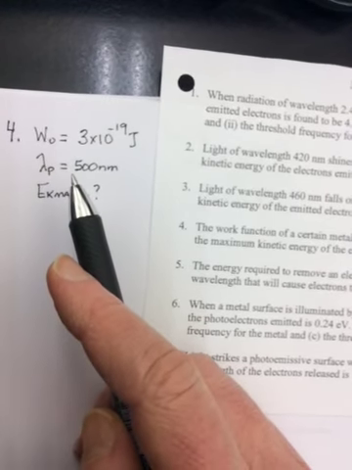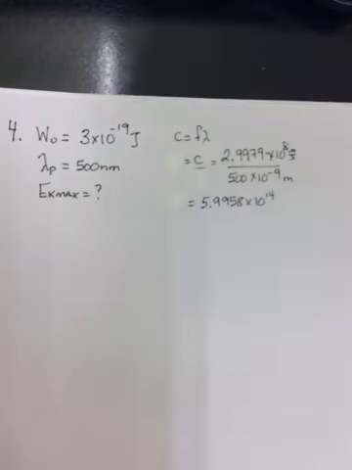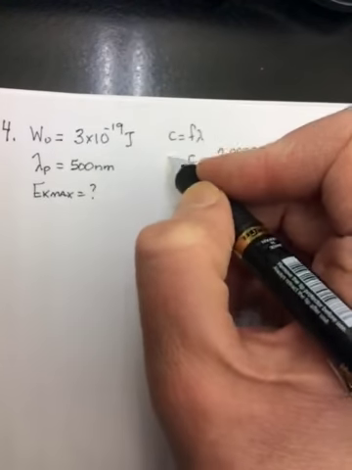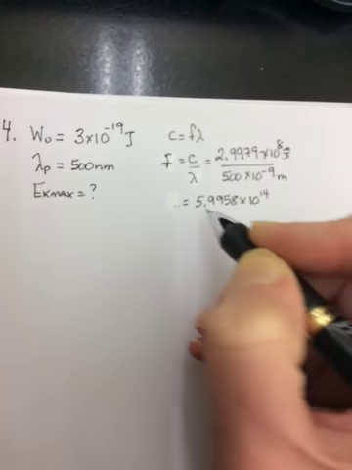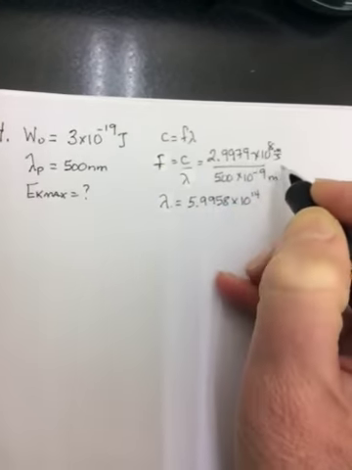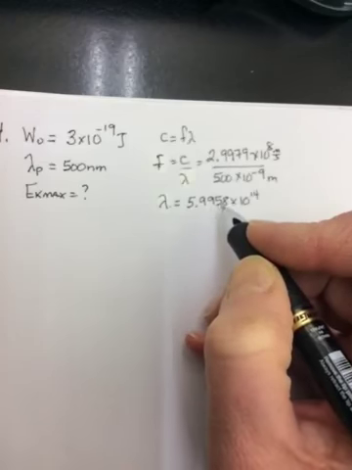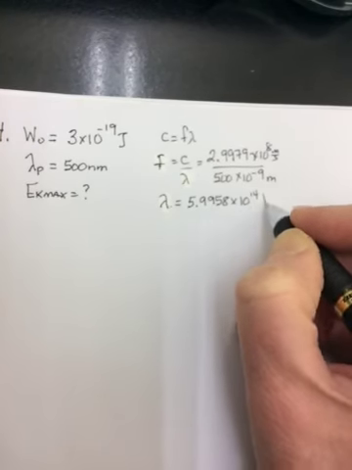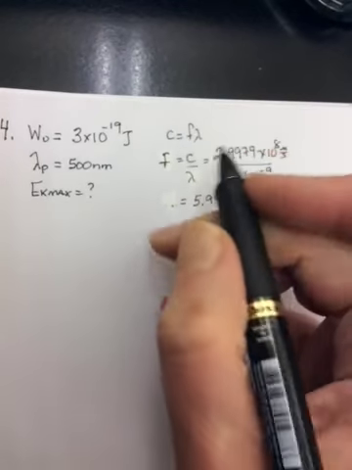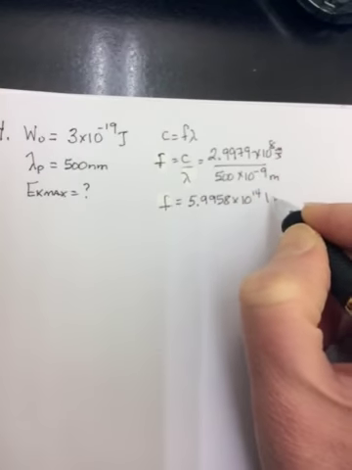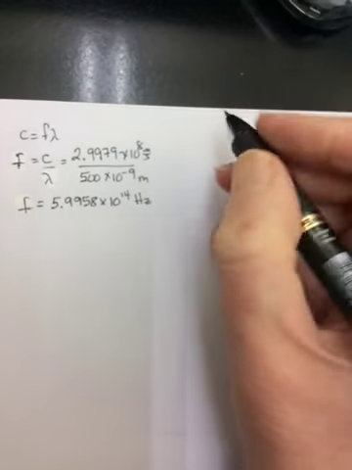So from the wavelength of our photon, we can find our frequency because we know C is equal to F lambda. So rearranging, F is equal to C over lambda. So 2.9979 over 5 times 10 to the negative 9 should give us 5.9958 times 10 to the 14th. This is not lambda, what am I doing? F is equal to that, and that's in hertz. Okay, so once I have that, I can now get my EK max.